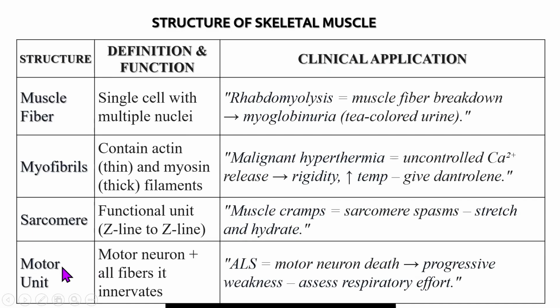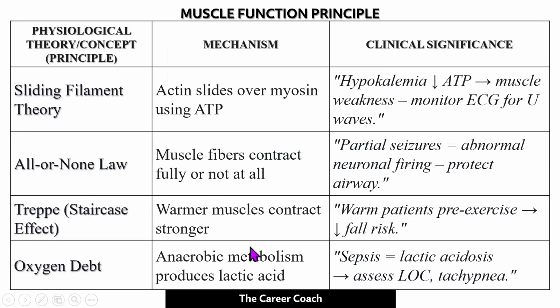Another structure of skeletal muscle is the motor unit. Skeletal muscle has motor units, each made up of a motor neuron and all the fibers it innervates. What is the clinical application of the motor unit? The motor unit is applicable in amyotrophic lateral sclerosis. Amyotrophic lateral sclerosis is a progressive neurogenetic disorder that affects the motor neurons, which are the nerves that control voluntary muscles. So in ALS, there are motor neuron deaths, which will lead to progressive weakness. There is therefore need to assess respiratory effort of the patient.